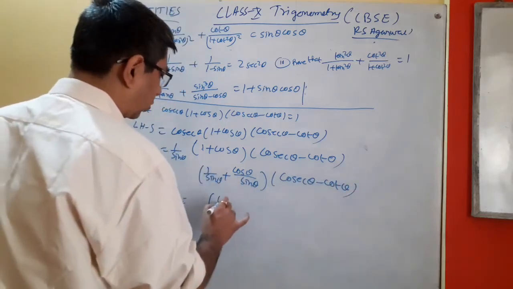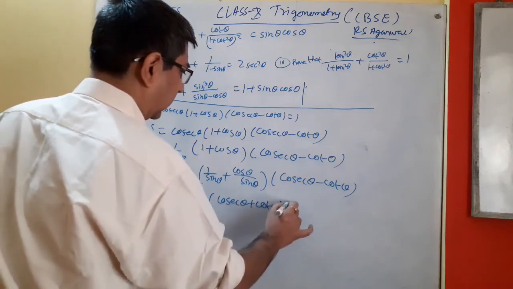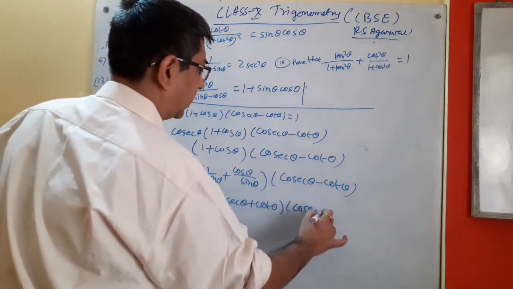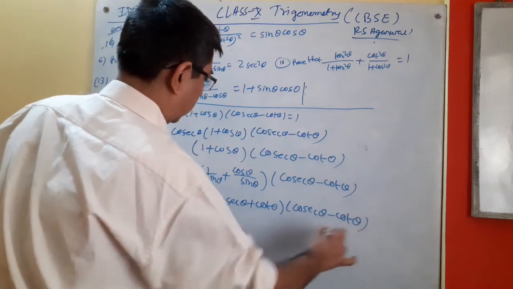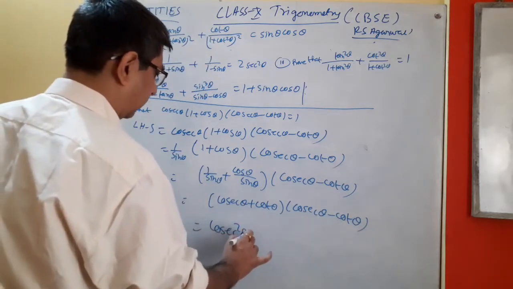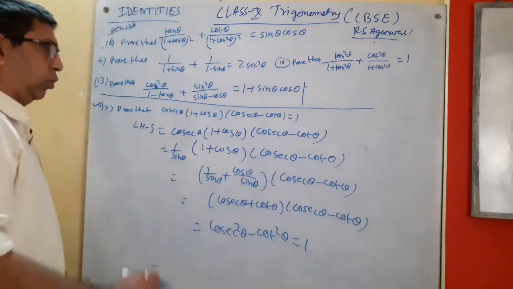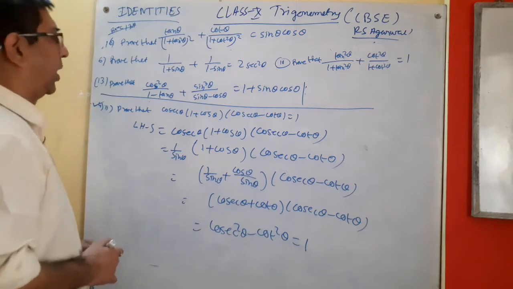1 by sin theta is cosec theta, plus cot theta. This is cosec theta minus cot theta. So a plus b into a minus b, this is cosec square theta minus cot square theta. That is equal to 1. We know that cosec square theta minus cot square theta equal to 1. So this is proved.